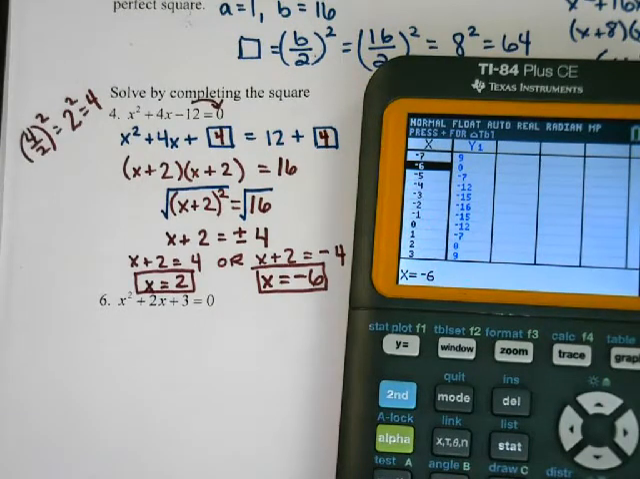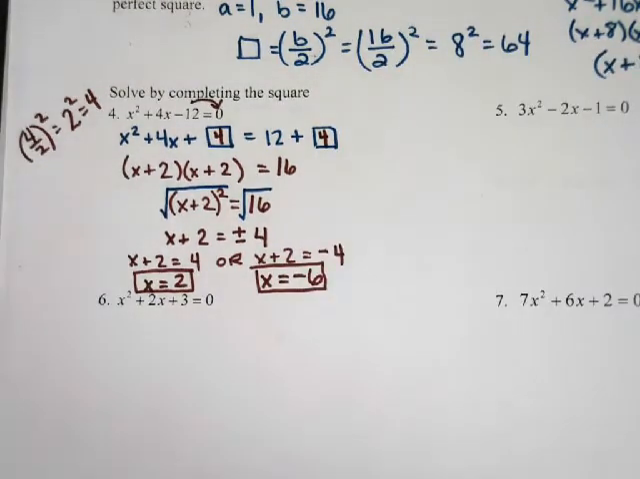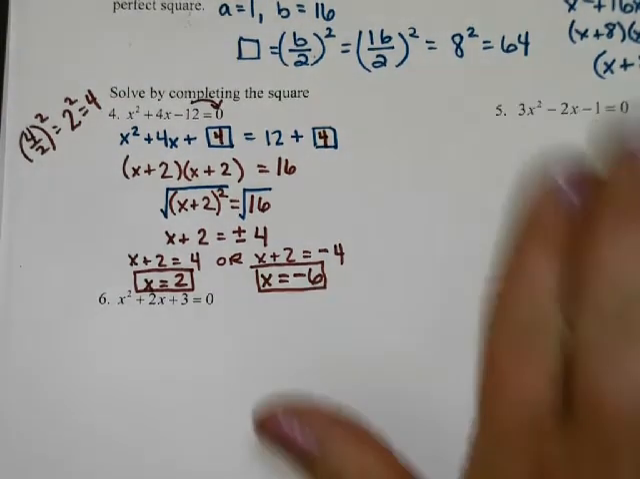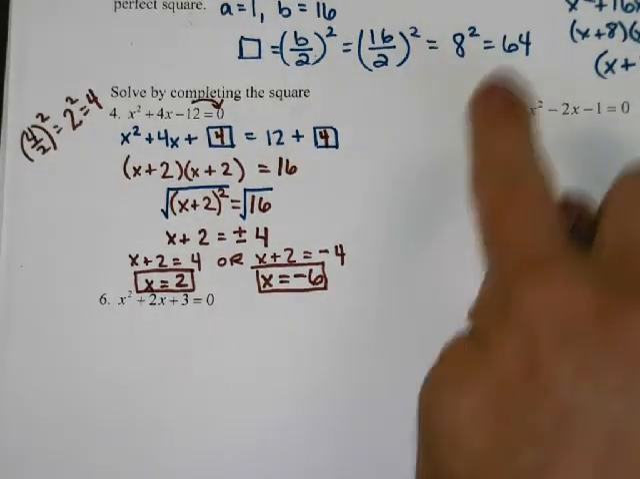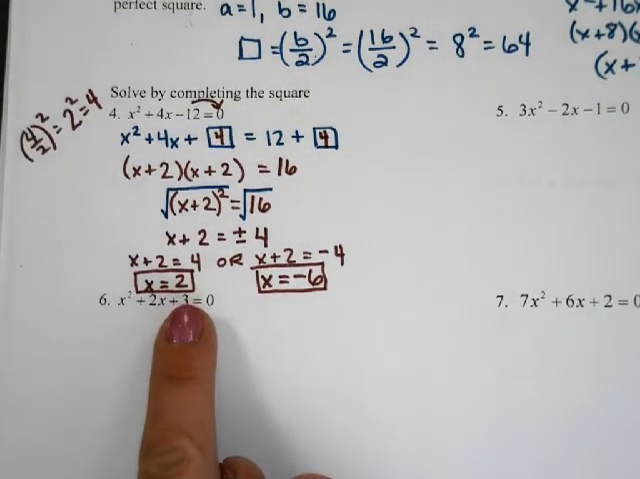Okay, questions on that one? Okay, before I do the ones with the coefficients out front, like 5 and 7, let's try number 6.